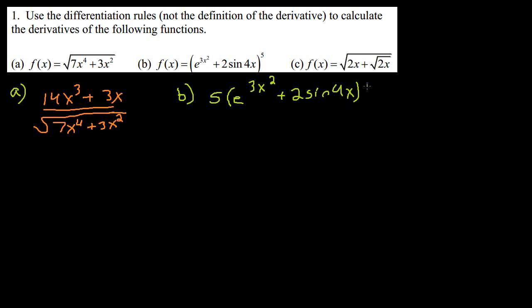Then we do 5 subtract 1, and we put a 4 out here instead. Now we have to multiply it by the derivative of everything inside. So what is that going to be?